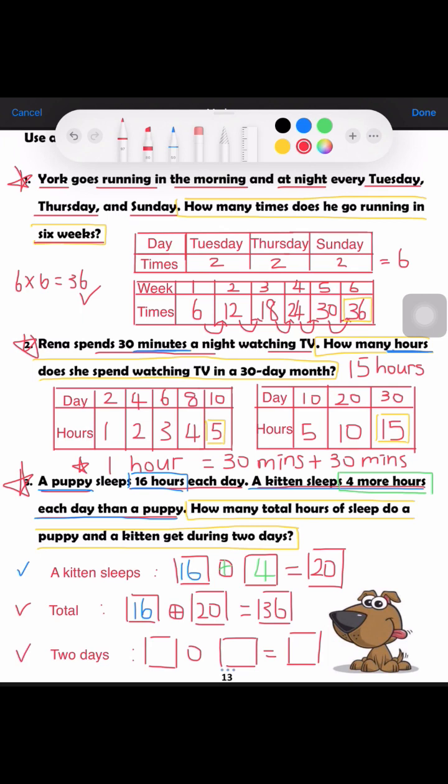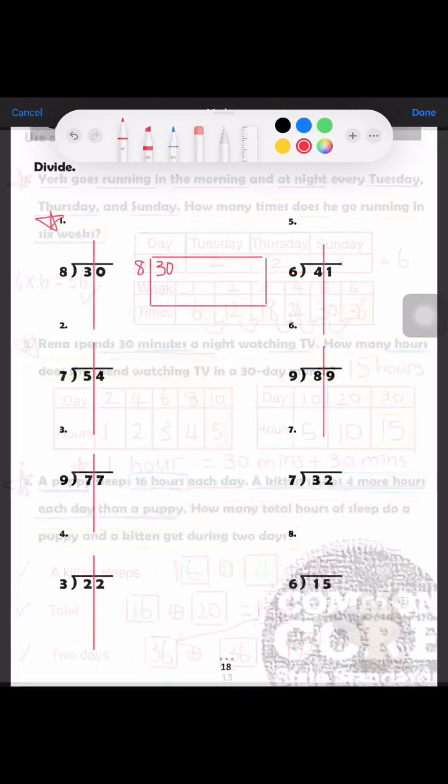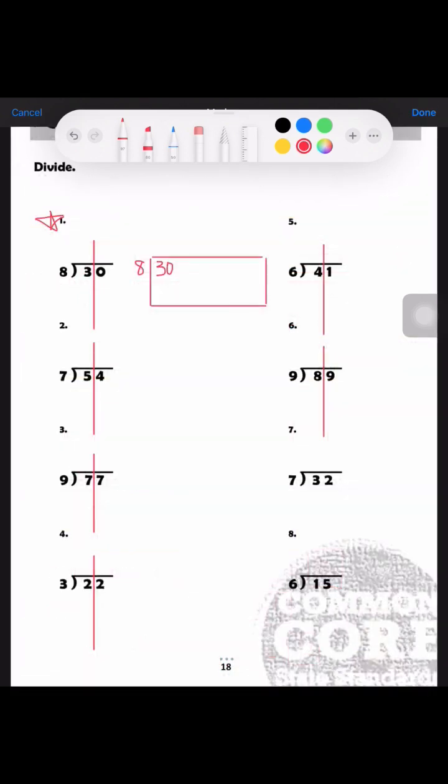So in 2 days, it will be 36 plus 36, because they slept 36 hours in 1 day. And the total number of hours is 72. Okay, let's move on to page 18.